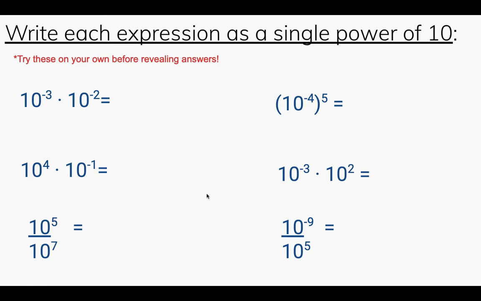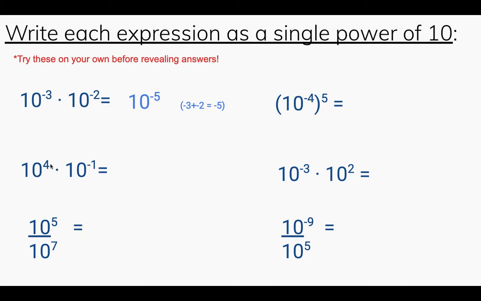All right, let's go through these. So looking at this, we're multiplying powers, so we're going to have to add our exponents. Keep our base and add our exponents. So in this case, it's negative 3 plus negative 2. We have like signs. We're going to add them together. 3 plus 2 is 5. We're going to keep our sign, so negative 5. So we'll keep our base at 10, 10 to the negative 5th.